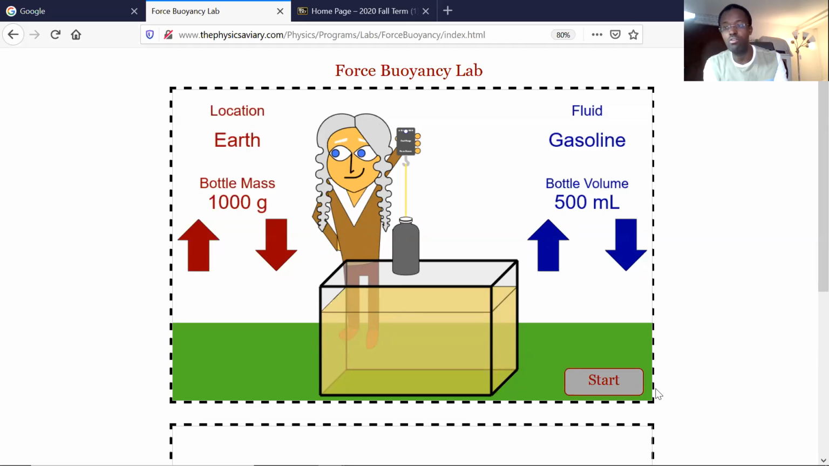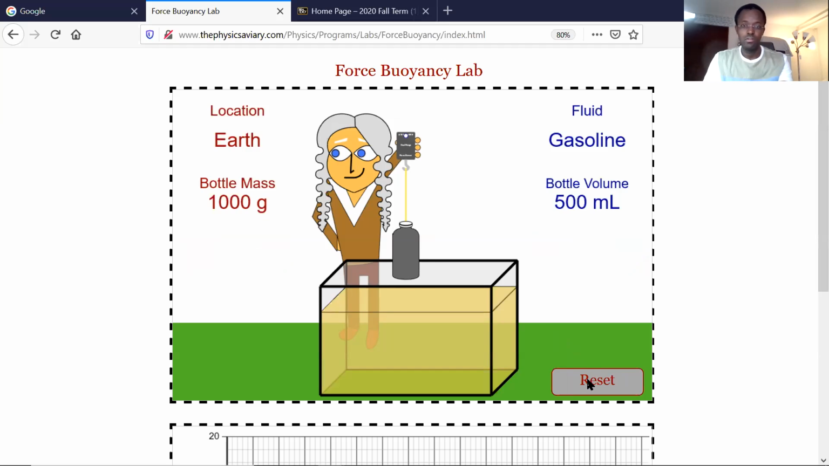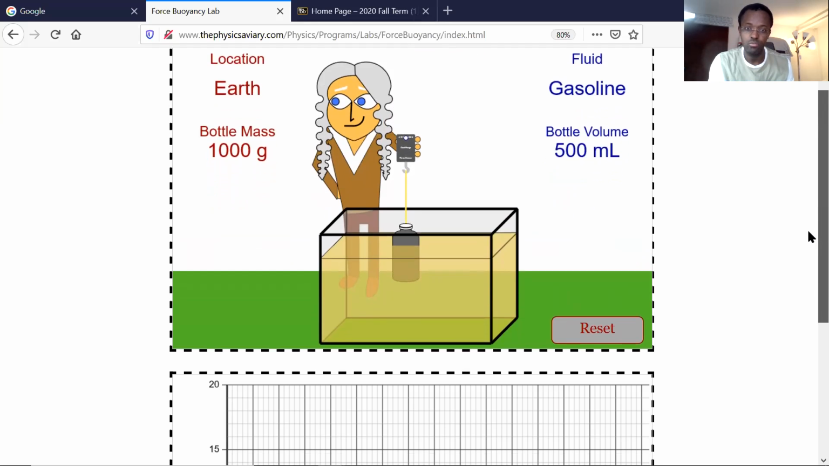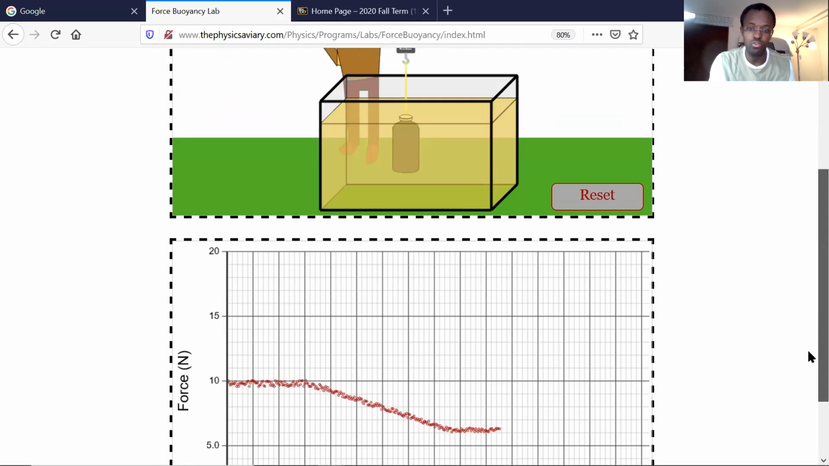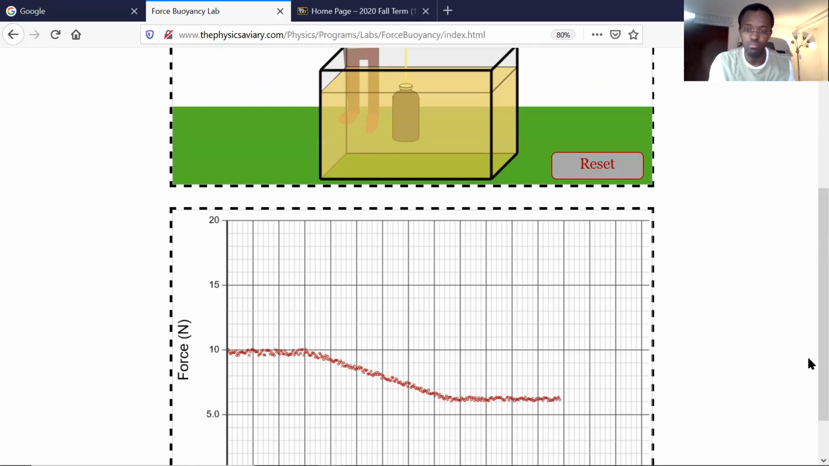So there's a graph at the bottom, so you will have to scroll down to see the graph. Let me click on Start, and then I will scroll down and see what happens with the graph. Start. The bottle goes in slowly. More and more liquid is being displaced, which means that the buoyant force is increasing, and that shows on the graph. You see the graph at the bottom.